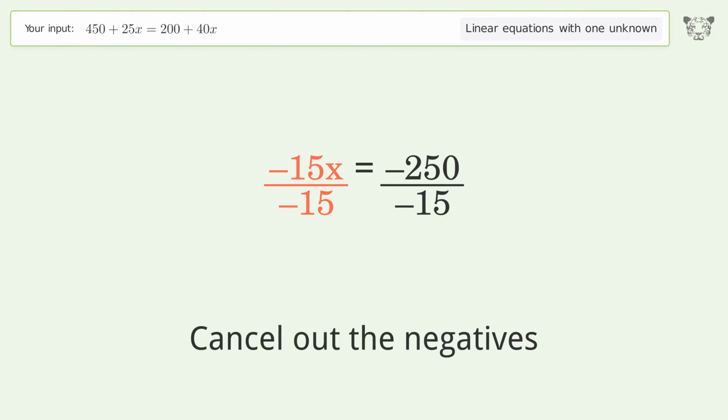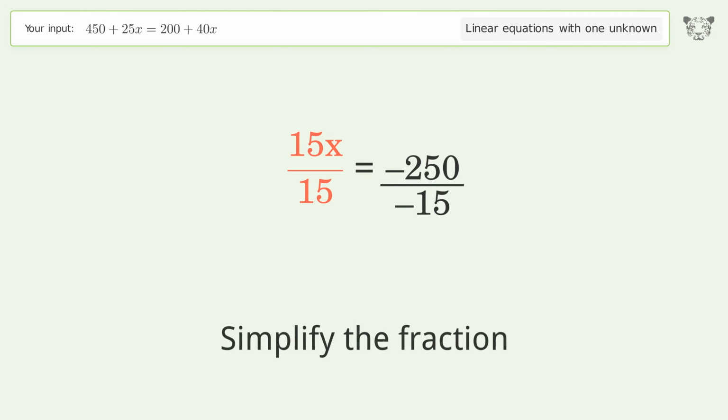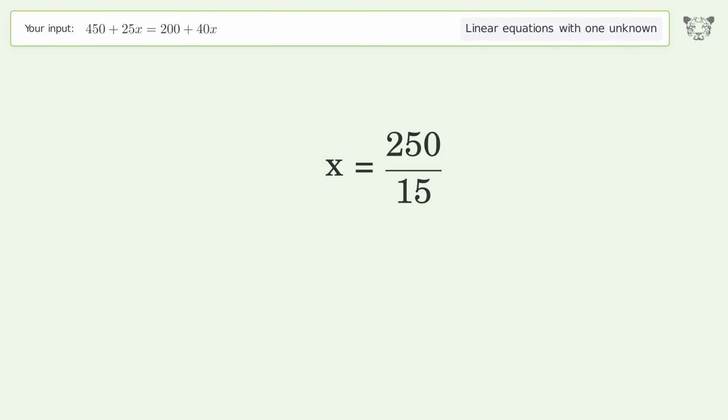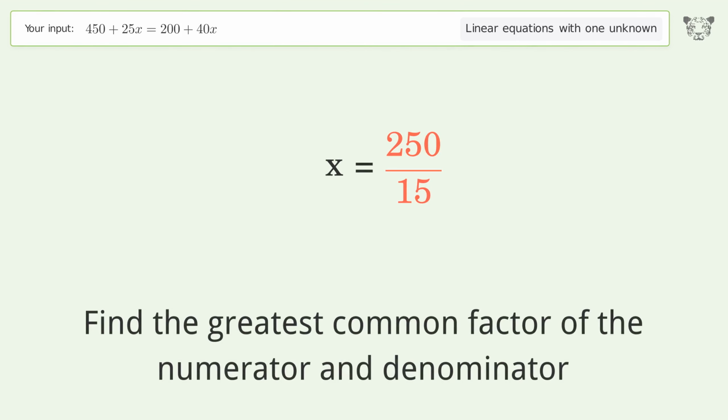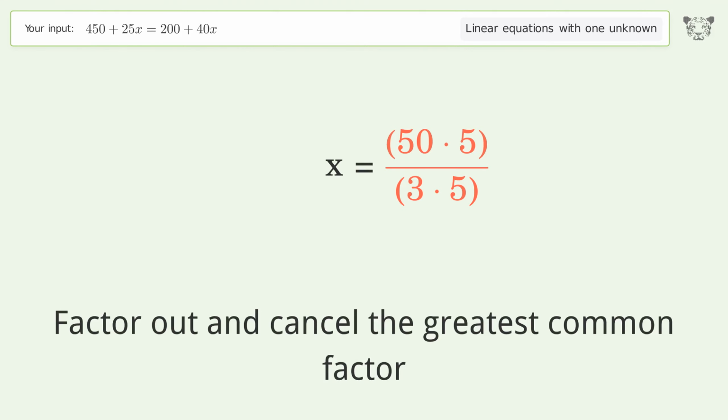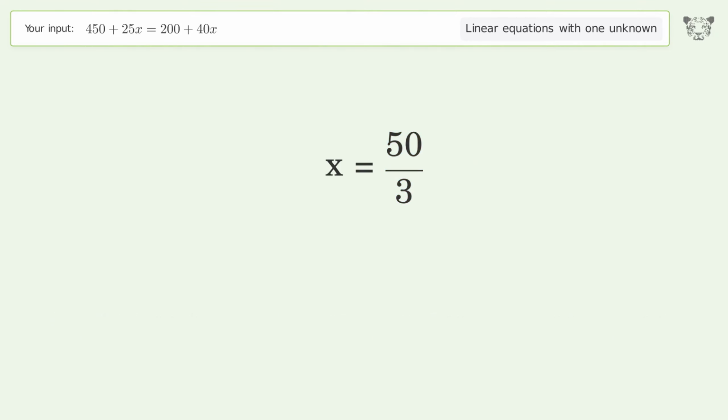Cancel out the negatives. Simplify the fraction. Cancel out the negatives. Find the greatest common factor of the numerator and denominator. Factor out and cancel the greatest common factor. And so the final result is x equals 50/3.